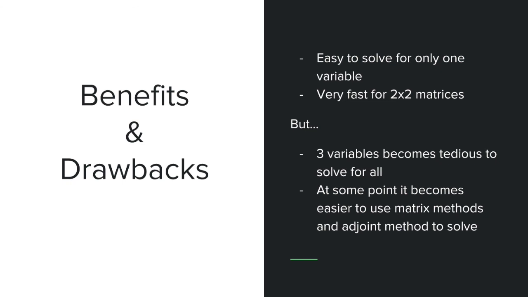With more complicated matrices, it may be easier to use that adjoint method to solve, where you just take your coefficient matrix and find the adjoint and then multiply it by the reciprocal of the determinant to find your inverse, and then just solve using matrix methods. So that's a drawback for Cramer's rule, and yeah, that's pretty much it. So this is Cramer's rule and the adjoint method, and yeah, thanks for watching.